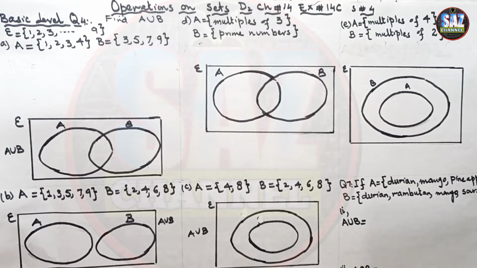This is my fourth lesson of D2, chapter number 14, exercise 14C, that is about operations on sets. Before going to the lesson, there are some important points that we have to understand: what are the operations on sets and what are the relationships between the sets. The operations between the sets are union, intersection, difference, and complement.